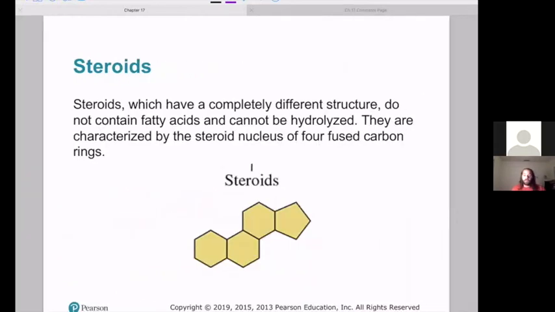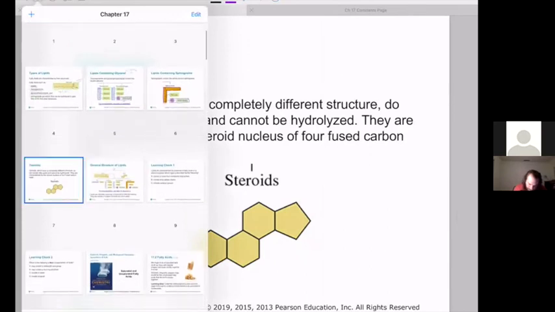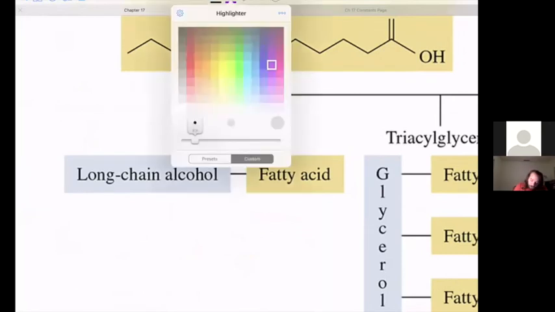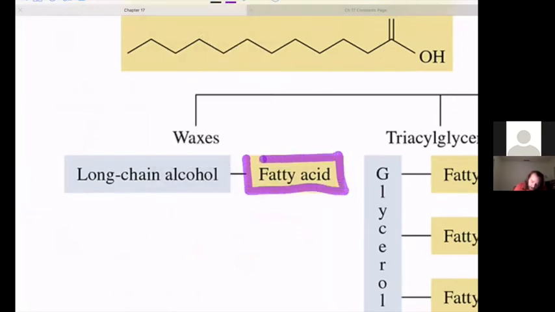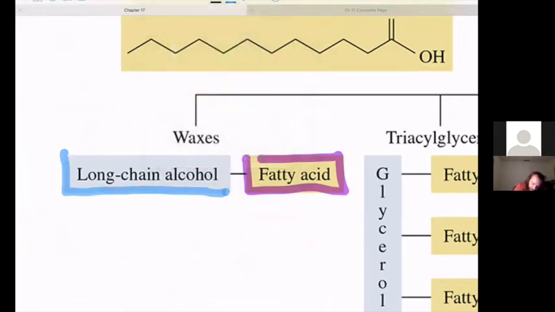And then these steroids as well. Okay, so again, we talked about how they were kind of in a class of their own in that they don't contain any fatty acids whatsoever, and they're characterized by these fused carbon rings. Do we miss one? Do we miss waxes? I guess not. Okay. Well, the other one would be waxes, which also contain a fatty acid component, but then on the other side is just a long chain alcohol.